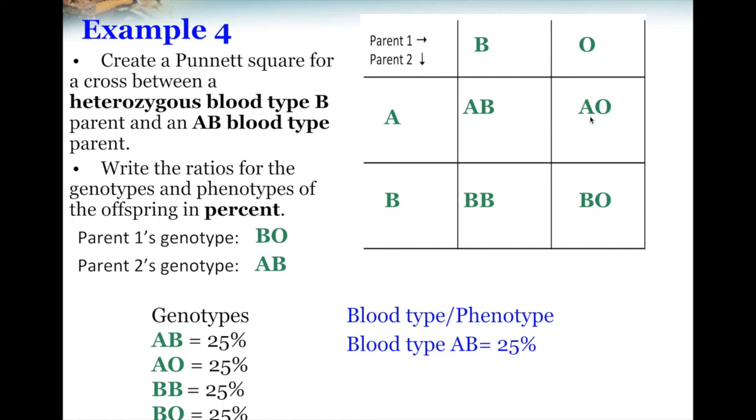Here, AO, what blood type does that represent? Well, remember, O is recessive to A, so it's going to show the blood type is A. Now, I don't see that in any of the other boxes, so it's 25%. Now, these 2 boxes, they both have a B allele. And remember, O is recessive compared to B. So both of these boxes will represent blood type B. That's why it's 50%.